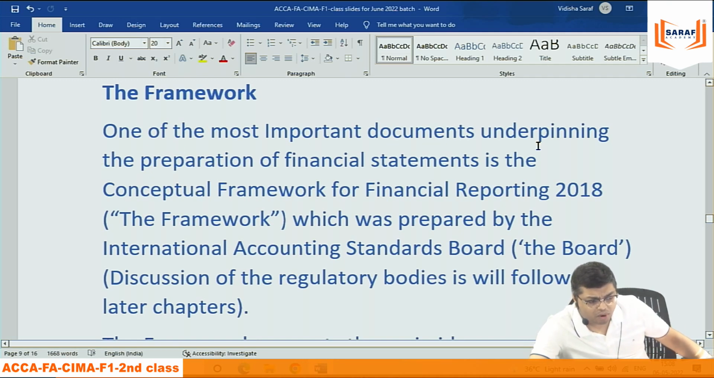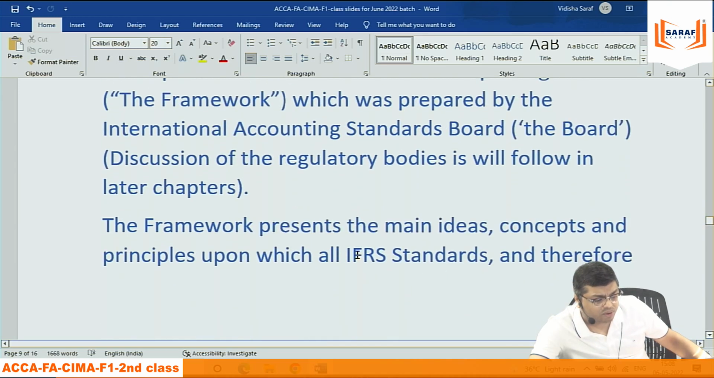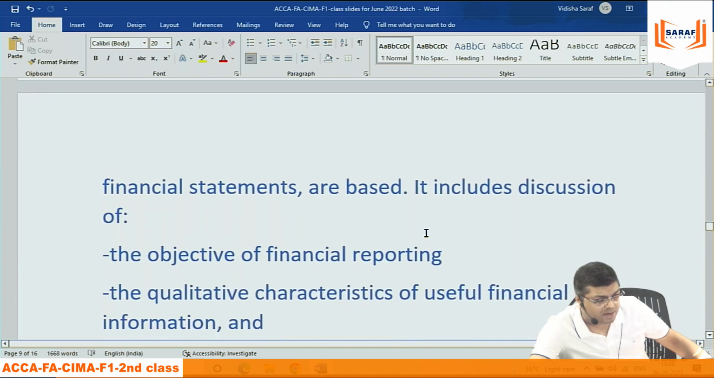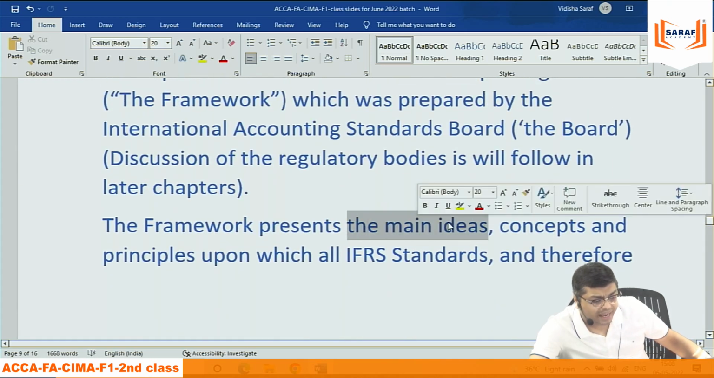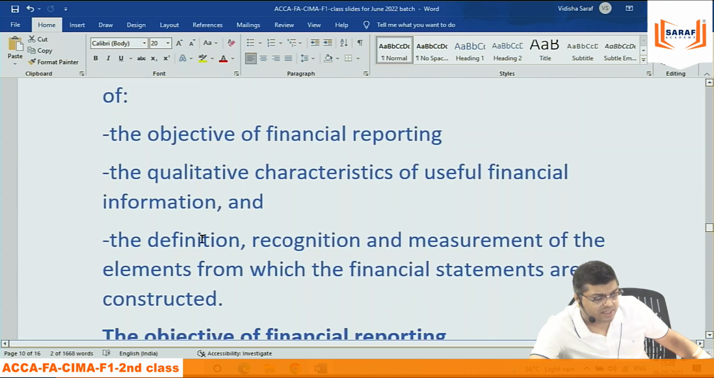One of the most important documents underpinning preparation of financial statements is the Conceptual Framework, which was prepared by the International Accounting Standards Board. Discussion of the regulatory bodies. The framework presents the main ideas, concepts, principles, IFRS standards and the financial statements. The framework says ideas, concepts, principles, IFRS standards and all that.